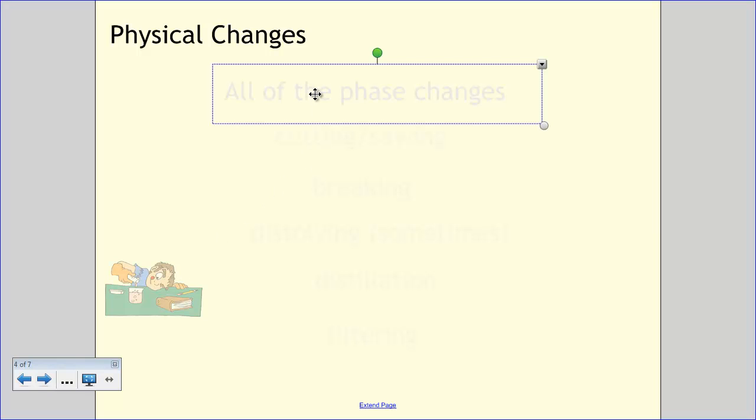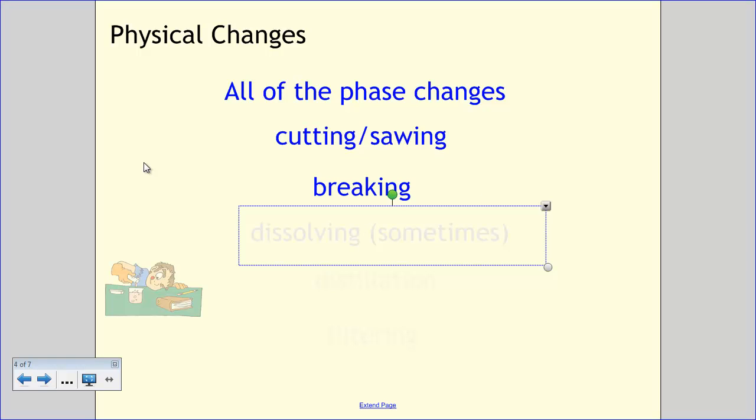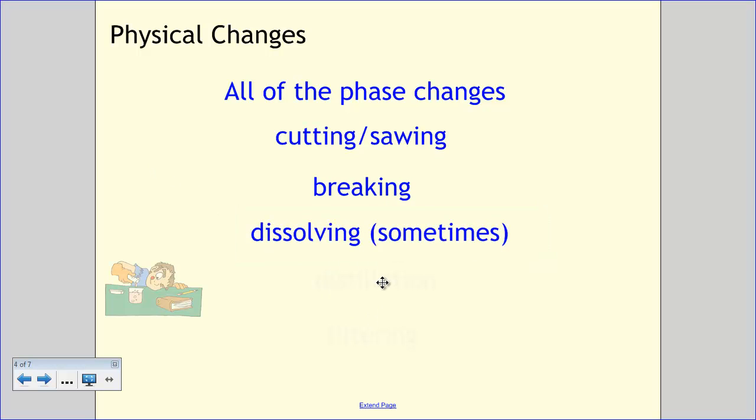So some more examples of types of physical changes. All the phase changes, and we just talked about those. We're cutting or sawing something. We're breaking something into pieces. In many cases, if we're dissolving something, because we can get it back out without a chemical reaction, if we distill something, and if we filter something, and all of these things we've done before when we did our separation lab, but those were all physical changes.